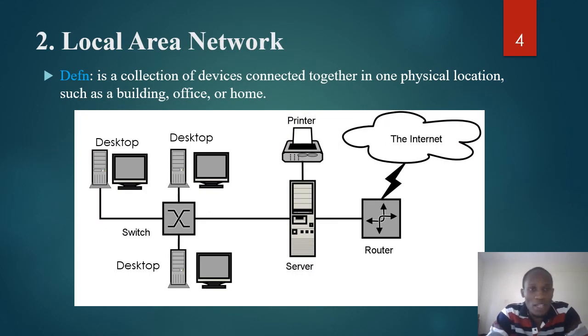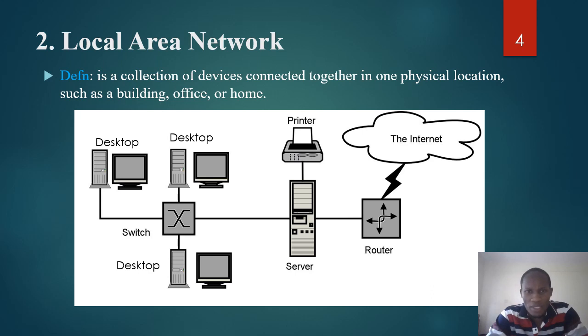The next is the local area network, which is now localized. This is basically a collection of devices connected together in one physical location. And this is, for example, a building or an office or even a home. So in this one, you can see the devices have increased in number. The technologies have also increased.